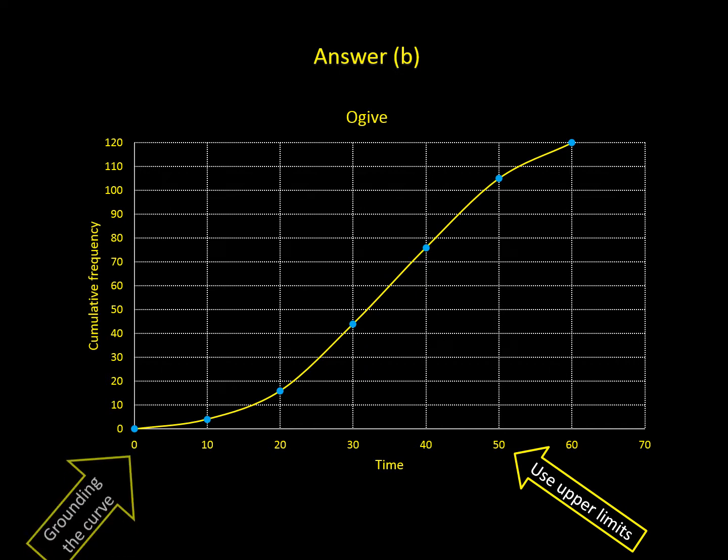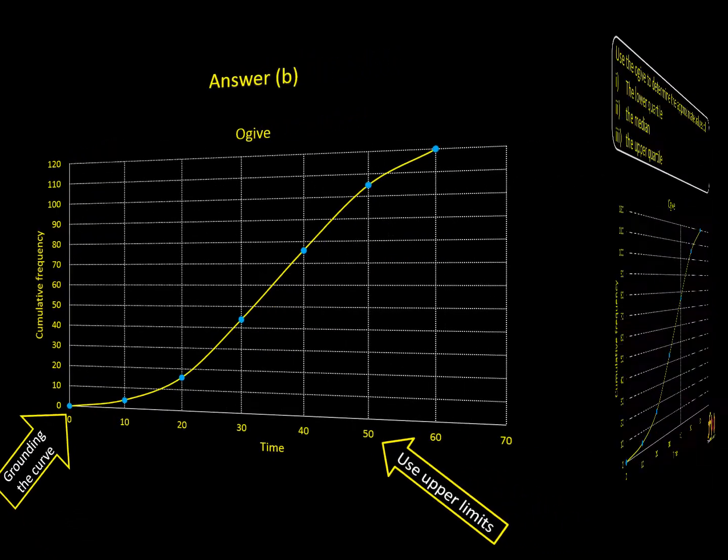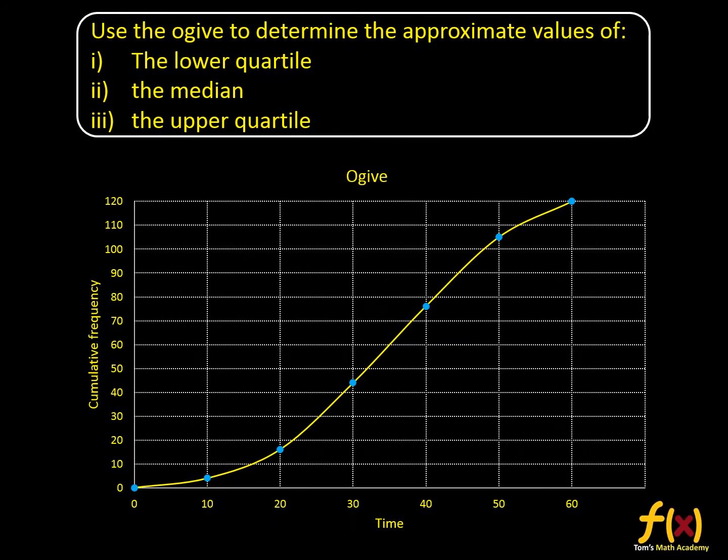And also, once you finish the plotting and joining the curve, remember to ground the curve. So you can see how it is done. Use the ogive. Now, indirect question. The ogive, or the cumulative frequency graph, is given.